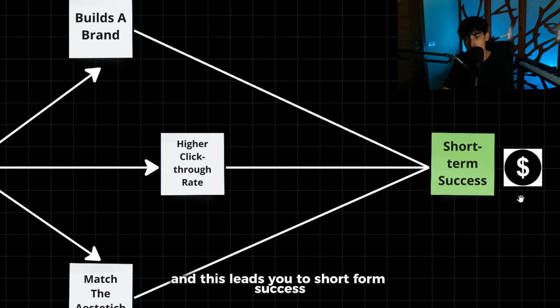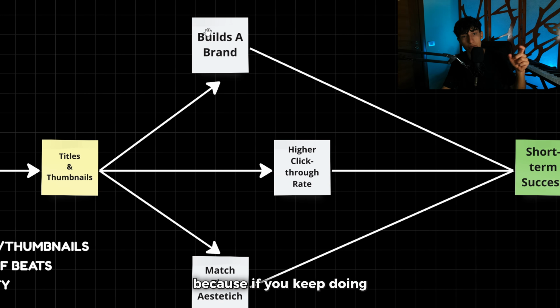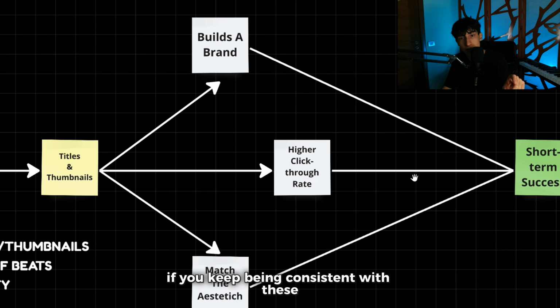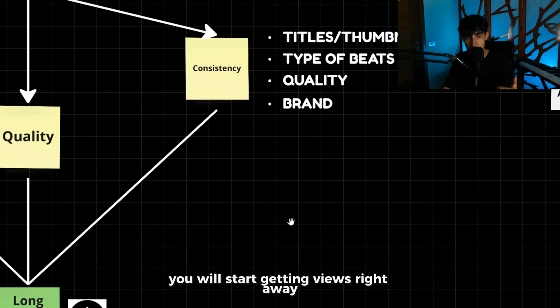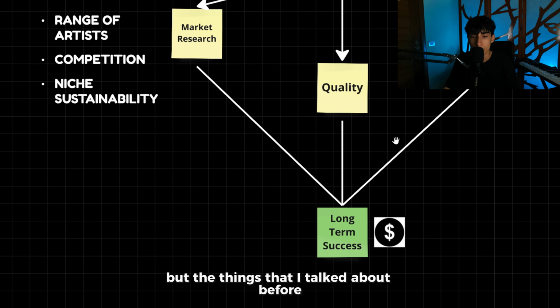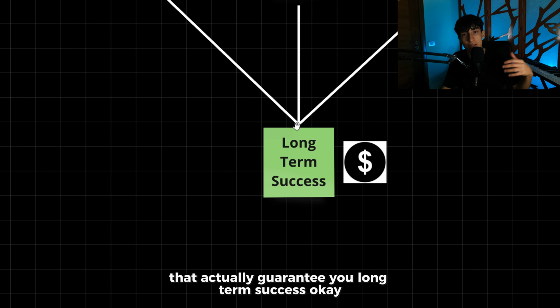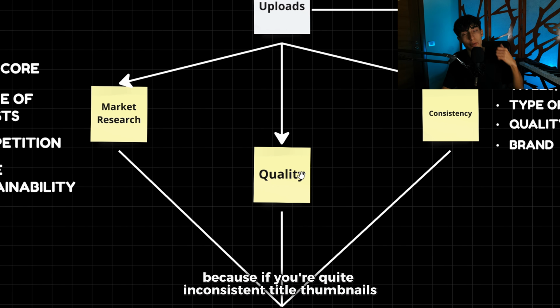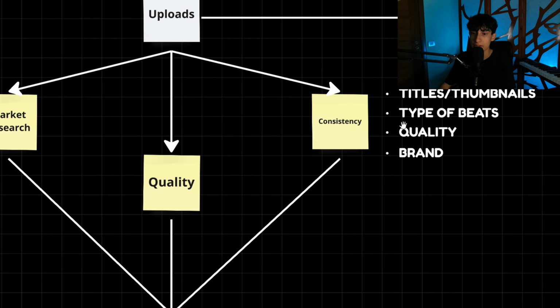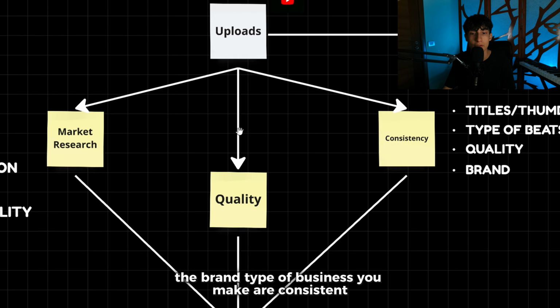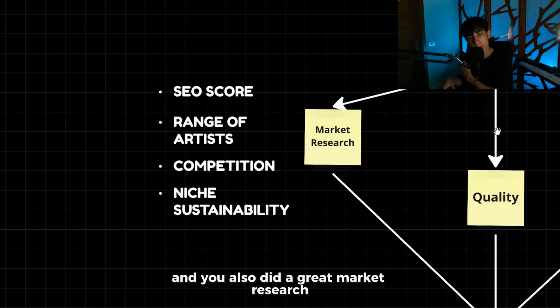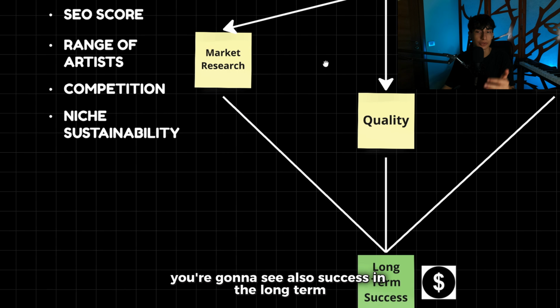And this leads you to short form success, because if you keep being consistent with these, you will start getting views right away. But the things that I talked about before are all the factors that actually guarantee you long-term success, okay? Because if your quality is consistent, titles, thumbnails, the brand, the type of beats that you make are consistent, and you also did a great market research, you're gonna see also success in the long term.